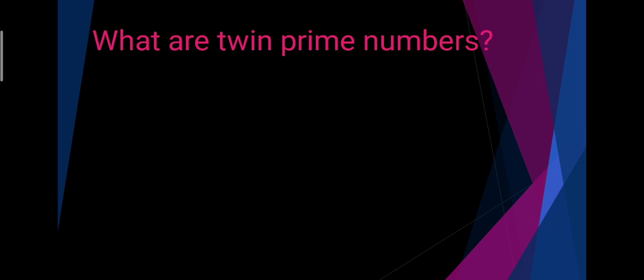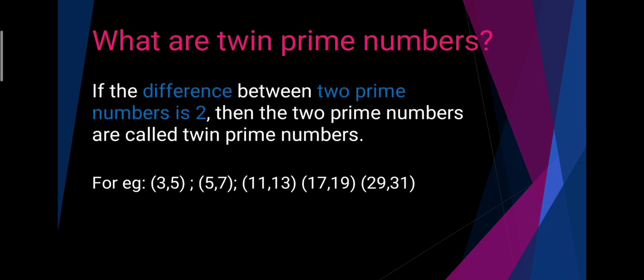What are twin prime numbers? If the difference between two prime numbers is 2, then those two prime numbers are called twin prime numbers. For example, 3 and 5. The numbers 3 and 5 are prime numbers and their difference is 2. More examples are shown on the slide.